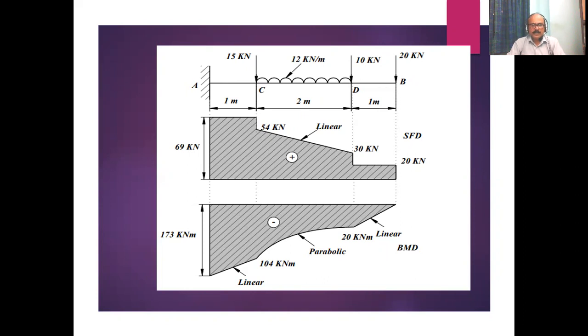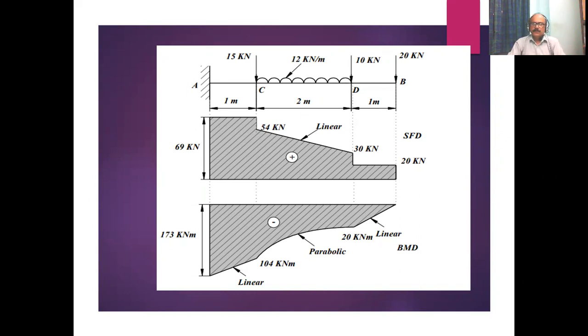Then again, at point C, we have a point load and that is right downward. Right downward is positive, so to that 54, another 15 gets added, that is 54 plus 15, that is 69. Up to point A, there is no other load. Therefore, at point A, the total shear force is 65 kilonewtons.